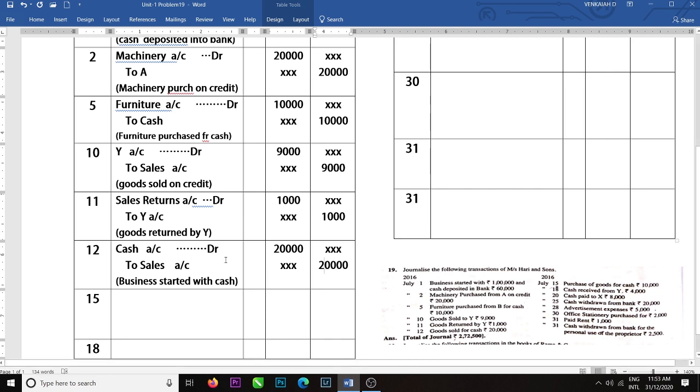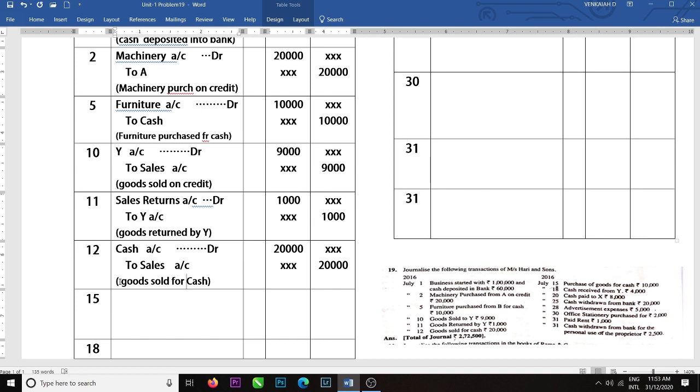Why is cash debited? Because I sold goods for cash and I am getting cash. And why are sales credited? My goods are going out. So according to the rule of the real account, what goes out will be credited. Goods sold for cash.